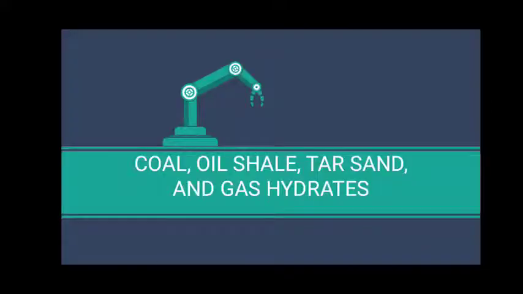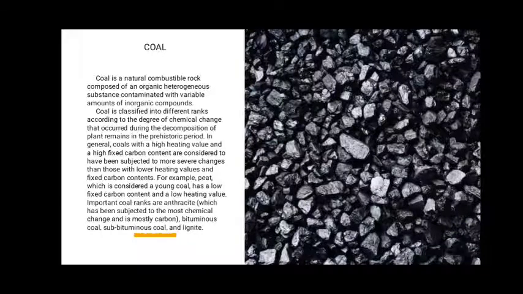And the next material is coal, oil shale, tar sand, and gas hydrates. The first is coal. Coal is a natural combustible rock composed of an organic heterogeneous substance contaminated with variable amounts of inorganic compounds. Coal is classified into different ranks according to the degree of chemical change that occurred during the decomposition of plant remains in the prehistoric period.